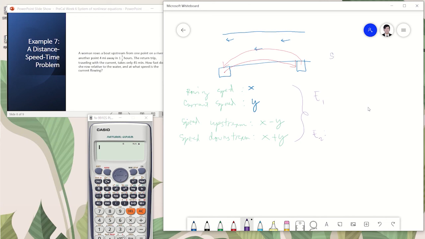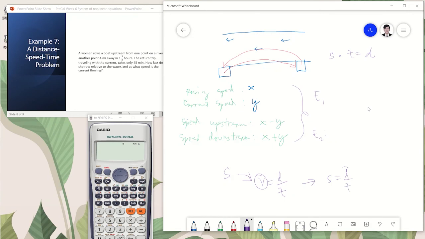Speed times the time is equal to the distance traveled. If you try to remember from last meeting, we have velocity is equal to distance over time. So just remember that velocity, when we talk about it, would be our speed now.